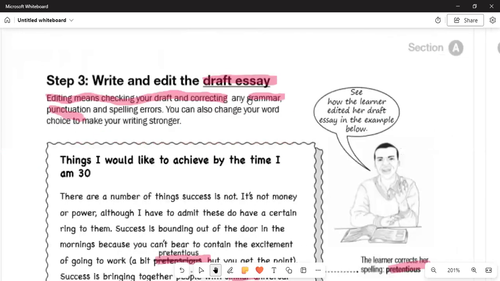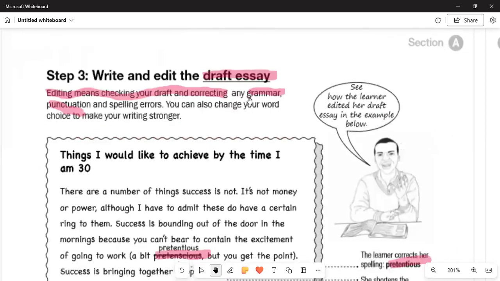Remember that these steps need to be followed. There are 4 steps. The draft essay: you write and edit the draft. What do you mean when you are writing a draft? And then editing means checking your draft and correcting any grammar, punctuation and spelling errors. You can also make your writing stronger. So it means your diction can be changed.